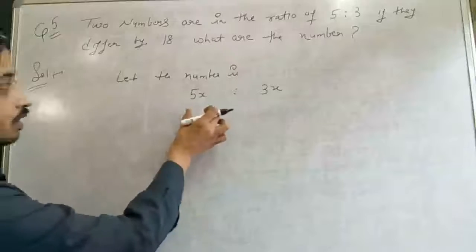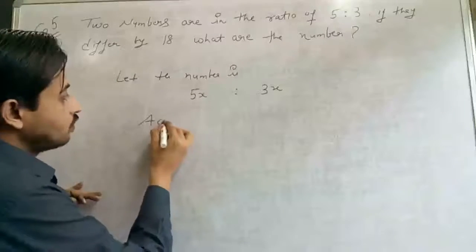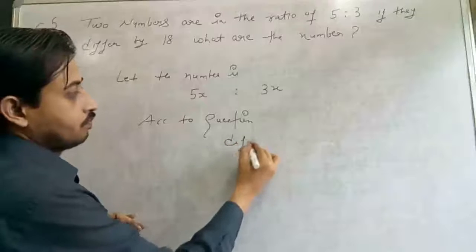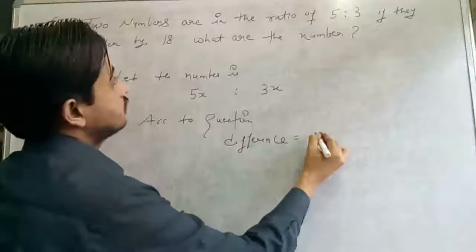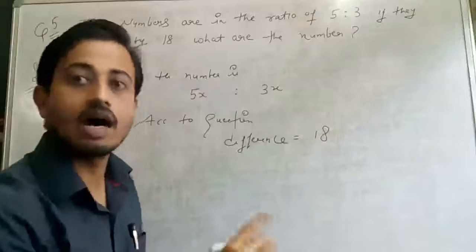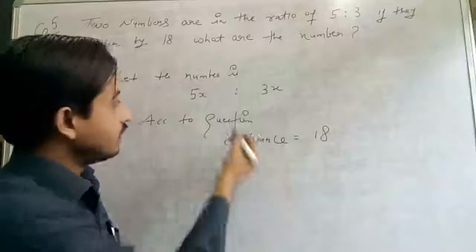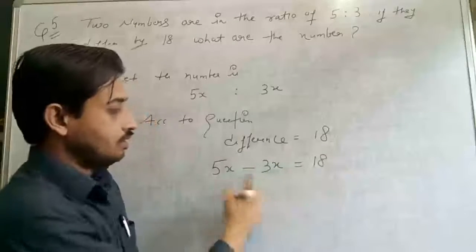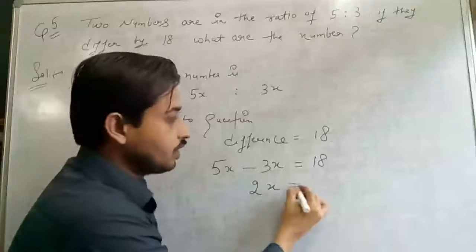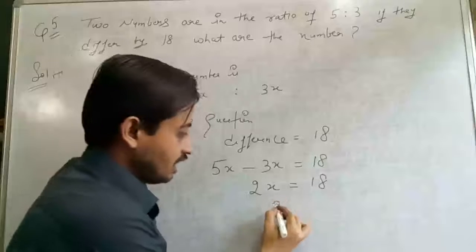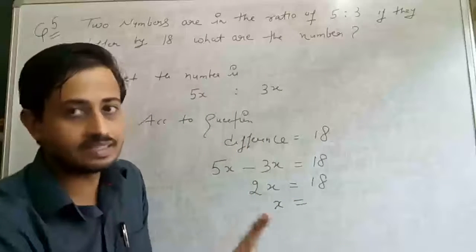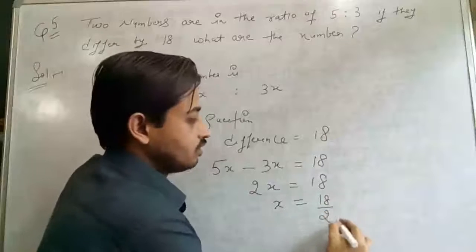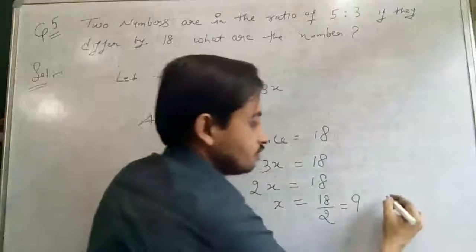Difference means difference. So according to the question, their difference is equal to 18. And how do we get the difference? Subtract the lower number from the higher number. Here the higher number is 5x and the lower number is 3x. 5x minus 3x, which is 2x, is equal to 18. Now we have to calculate the value of x. So we take 2 to the right hand side, it is in the numerator, then it will go to the denominator. 18 divided by 2 is equal to 9. This is the value of x.